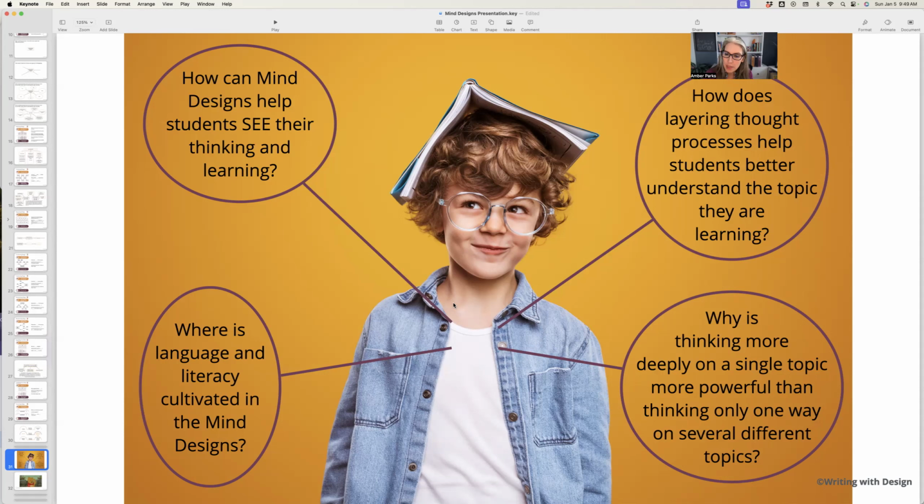And why is thinking more deeply on a single topic more powerful than thinking only one way on several different topics? Well, that gets to the idea of quality over quantity. We would much rather have students stay with an article, stay with something that they're learning about for longer and go deeper with all these different thought processes to really cultivate their understanding of it before just saying, okay, on this one, you're just going to brainstorm, and on this one, you're just going to compare. That doesn't have as much richness as staying with a topic, really helping them learn the language and go deeper with all the different thought processes.